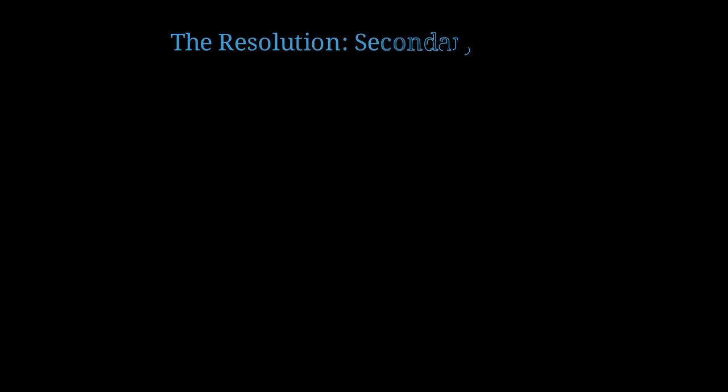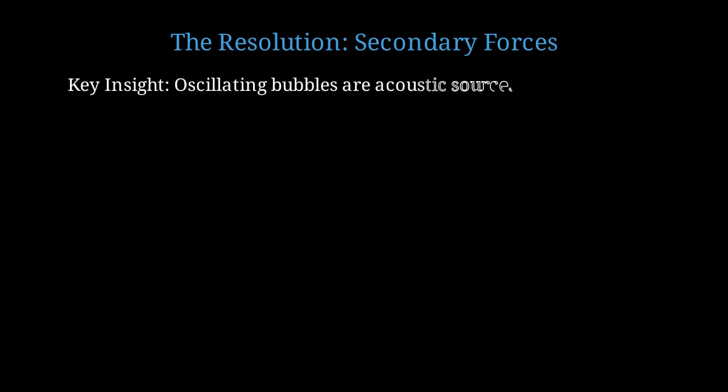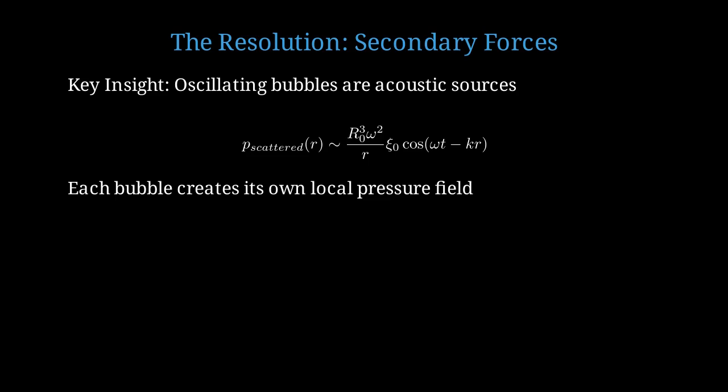The resolution to this mystery came from recognizing that bubbles don't just respond to the external sound field, they also generate their own acoustic fields. An oscillating bubble is itself a source of sound waves. It radiates pressure waves into the surrounding fluid. The scattered pressure field from a bubble falls off as R0 cubed omega squared divided by R times the oscillation amplitude times cosine of omega t minus kr. This means each bubble creates its own local pressure field that can influence nearby bubbles.